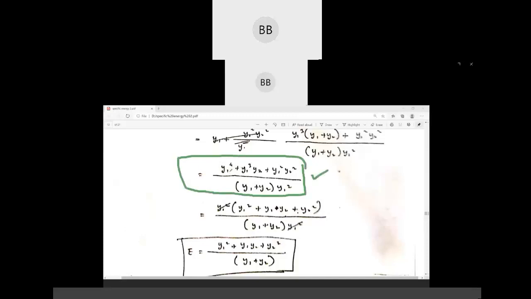After that, if you see here y1 to the power 4, then y1 cube, then y1 square. So from here we can take a common factor of y1 square. If we take out y1 square, it will be y1 square, because here it is y1 to the power 4, plus y1 y2 because y1 cube is there, plus again y1 square we have taken out, so what will be left out is y2 square. So this y1 square and the y1 square in the denominator will be cancelled out. So this is the final expression for specific energy.